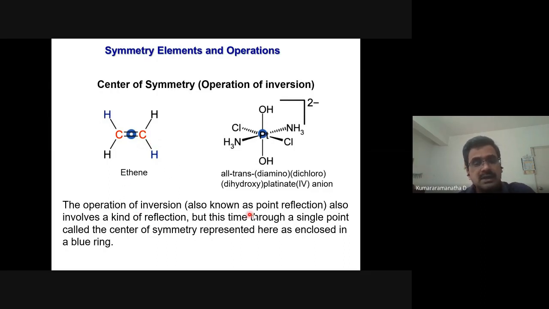So inversion is a point reflection. So this point is being reflected here. Okay. So if you consider this as the single point, center of symmetry, you can see this is the blue ring and this is the inversion. Same for hydrogen, black hydrogen. This is the center of inversion. So this is the point at which you see an inversion. Okay, so it is reflection in inverse.